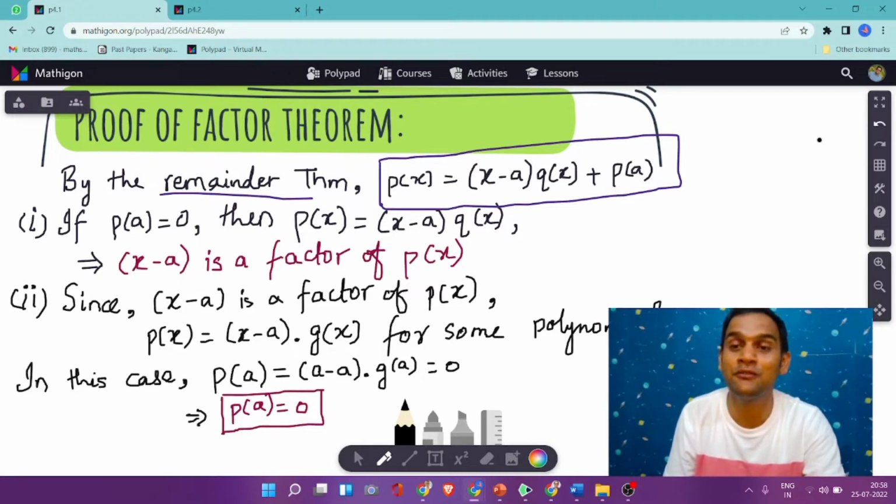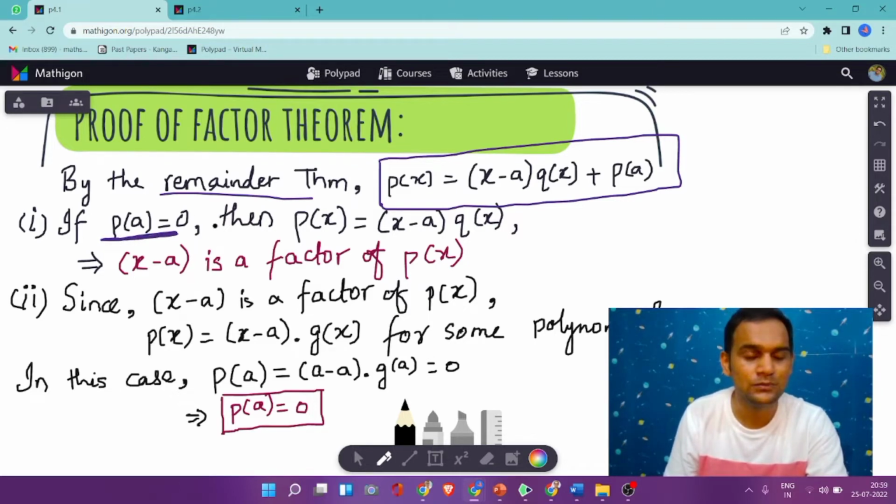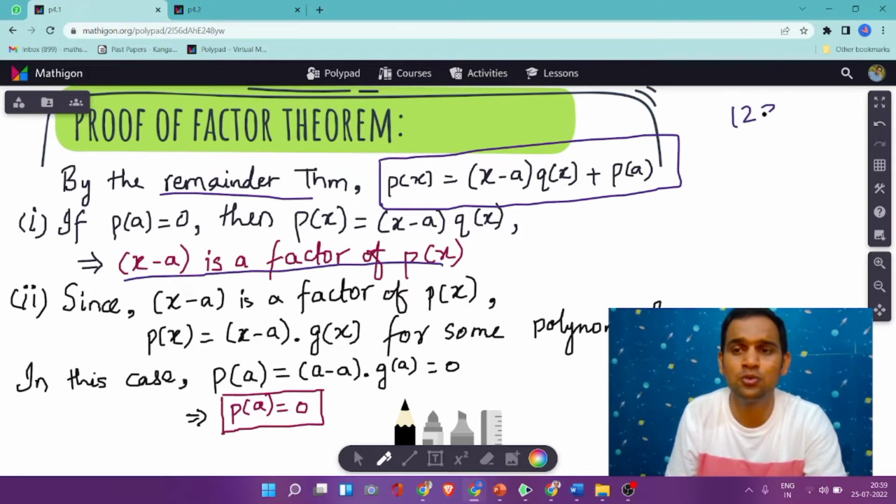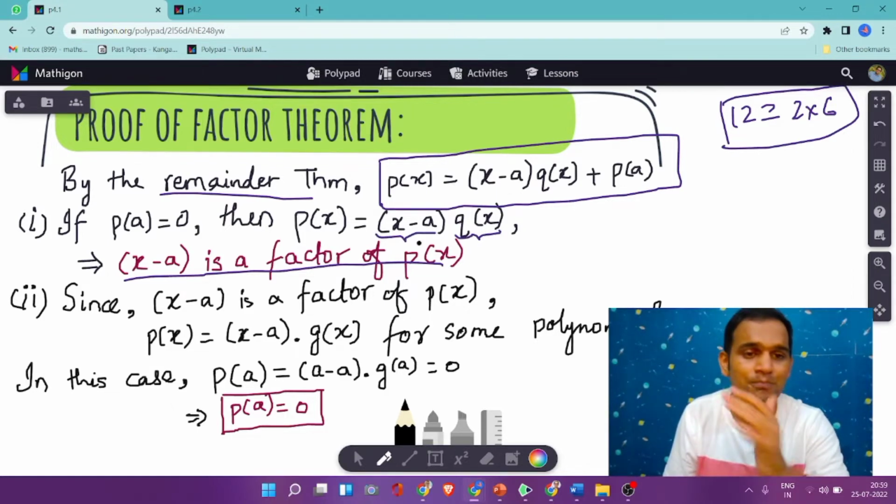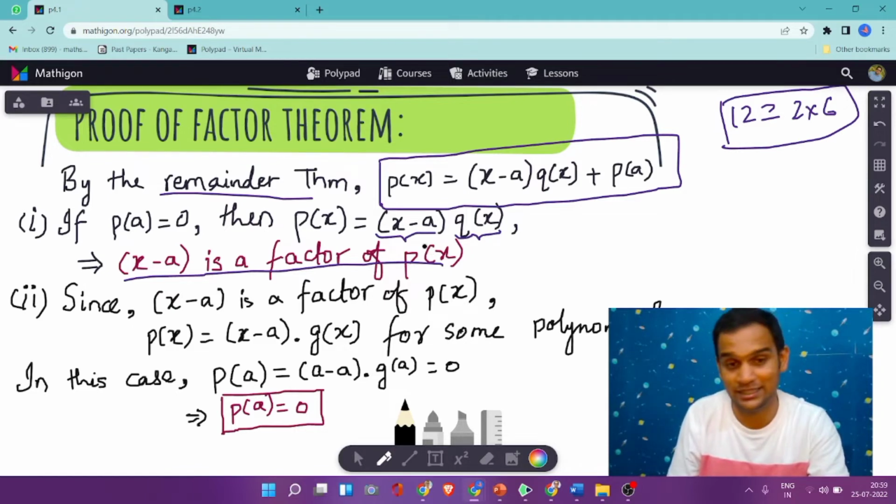Now let's try to prove the first statement. First statement, what does it say? That P of A is 0. So if P of A is 0, then obviously the remainder term will be 0. So we are left with P of x equals x minus A times Q of x. By this itself, we are able to see that x minus A is a factor of P of x, because this is in the form of, suppose I write 12 equals 2 times 6 in case of numbers. We clearly say that 2 and 6 are the factors of 12. Similarly, x minus A and Q of x both are factors of P of x over here. I hope that makes sense.